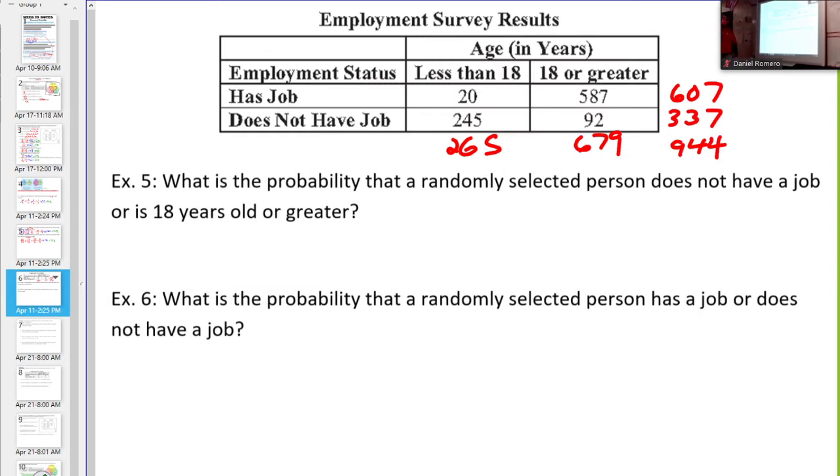Two-way tables, we saw these last week. As a convenience, I have added the marginal frequencies for you so that you don't have to add them up in the calculator. This is more of a review from last week. What is the probability that a randomly selected person, so our sample space is 44, does not have a job or is 18 years old or greater? Let's look at the first event. Esme, what is the probability of getting somebody that does not have a job? How many people do not have jobs?